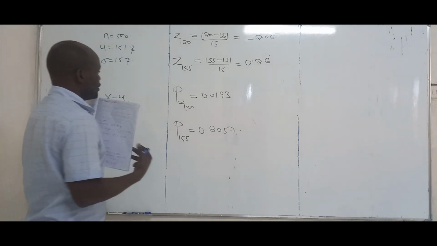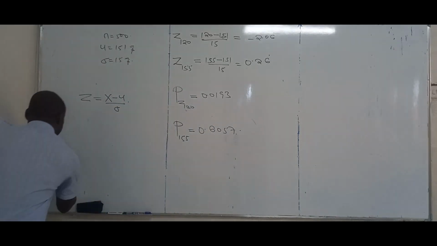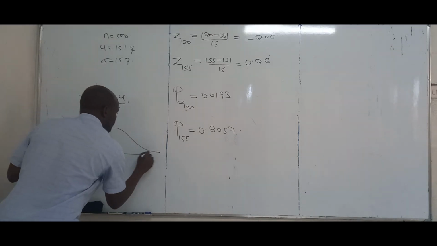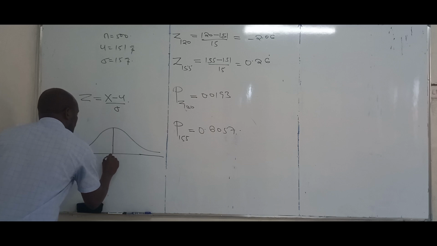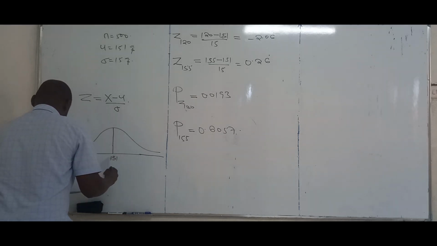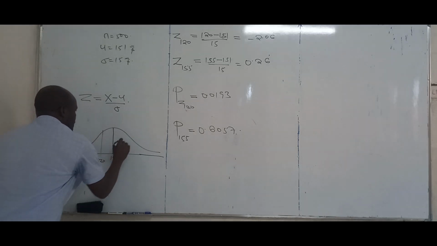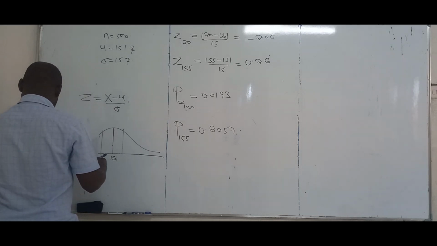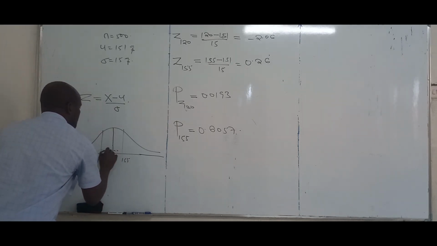So for us to find the number of tins that lie between this and this, we just subtract this from this, because of the area. This is 151, and then I have 120 at this end, and at this other end I have 155. So it's this area.